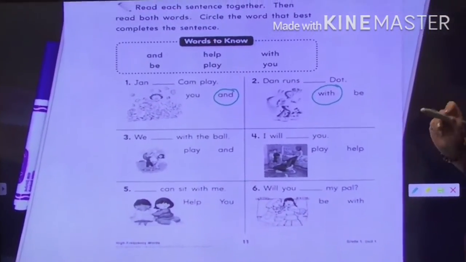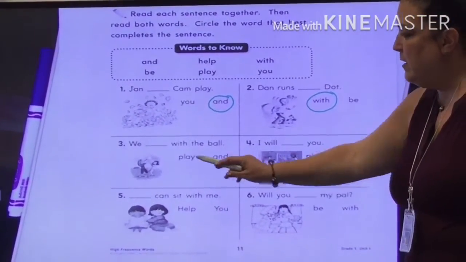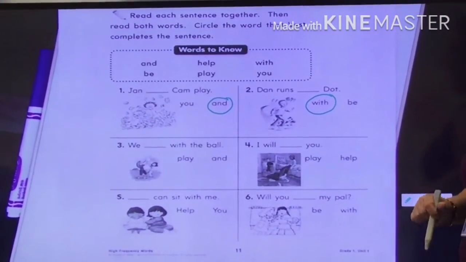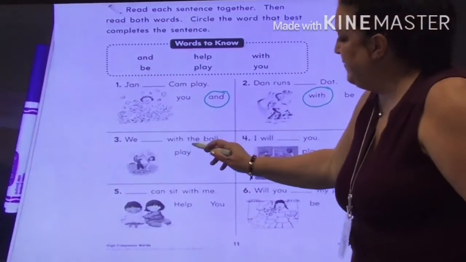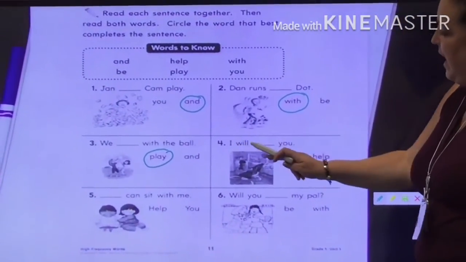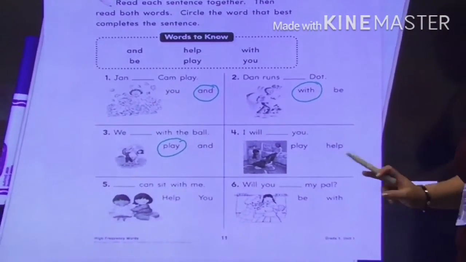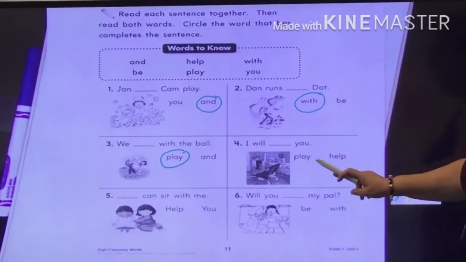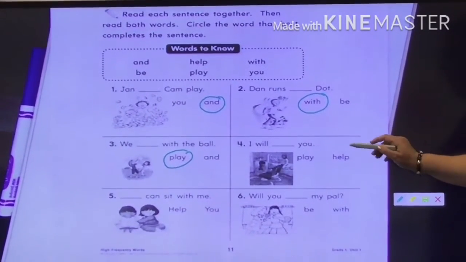Number 3, we blank with the ball. Play or and. We play with the ball, we and with the ball. Play. One makes sense and one sounds silly, right? Number 4, I will blank you. Play or help. I will play you. I will help you. Help.